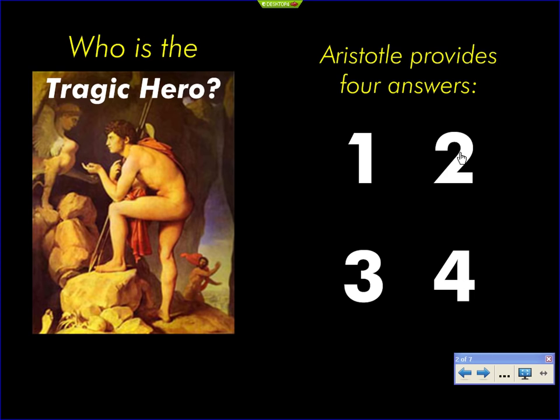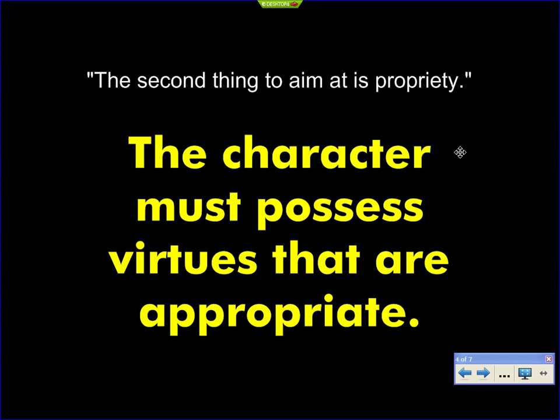Let's go to the second. Aristotle then says the second thing to aim at is propriety. Propriety may be a term that doesn't really resonate with you, and the follow-up sentences about valor for heroes and so on may not help all that much, but let me explain. The character must possess virtues that are appropriate. So, not only must the character be good, but the virtues that that character presents must somehow fall in accord with their type and position.